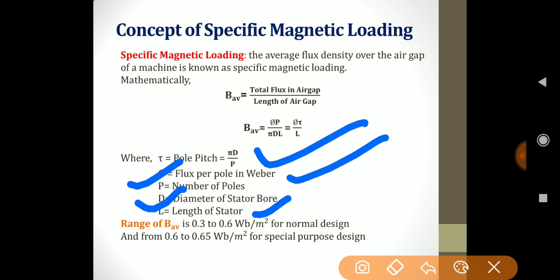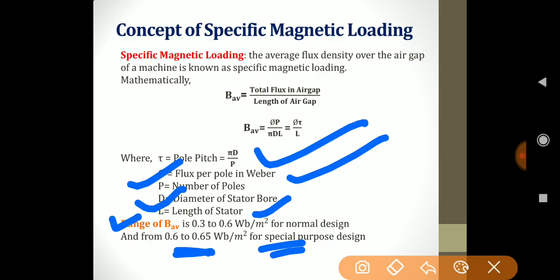Hence, we can say that B_av is the specific magnetic loading, which is nothing but the average value of flux density in the air gap. When choosing this specific magnetic loading, its range is from 0.3 to 0.6 Weber per meter square for normal design of machine, and between 0.6 to 0.65 Weber per meter square for special purpose design. When you are designing machines for special purpose, the value of flux density should be high.